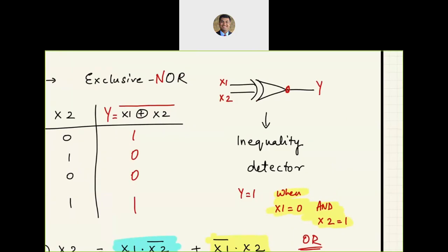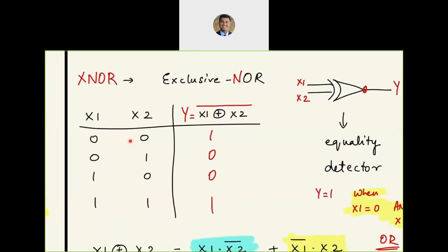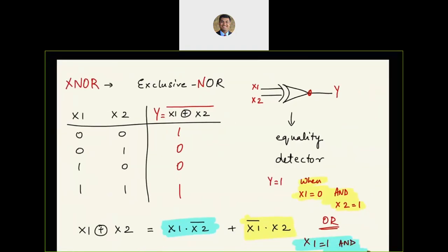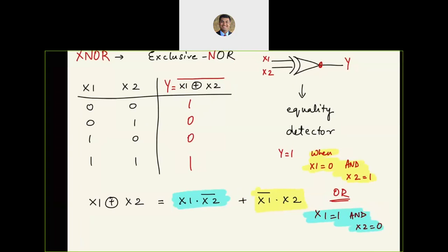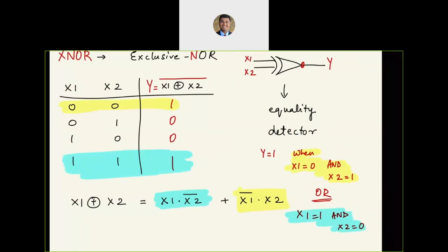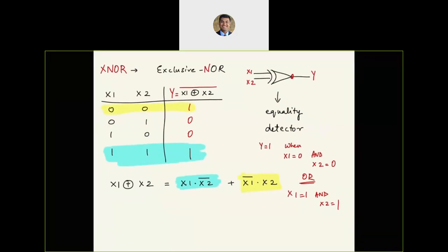Instead of an inequality detector, it is going to be called an equality detector, because it gives an output of 1 when the inputs are equal. Next, the statements slightly change. Let's go back and highlight them as yellow and blue. My statements will change here: 0 and 0, 1 and 1. Which means the top statement is both 0, so that's yellow. And the next statement corresponds to both being 1, so that's your blue.